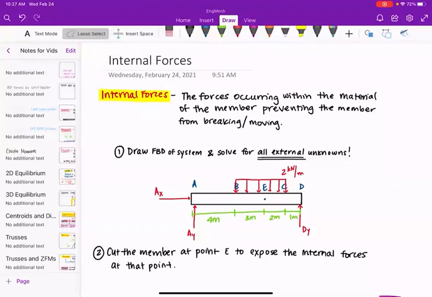Okay, so internal forces are actually very similar to the concept behind why we did frames, right? Because with frames, we pulled the pins and found what was happening inside to prevent it from coming apart. Internal forces is very similar, but now we're looking at what's happening inside of a member, right?